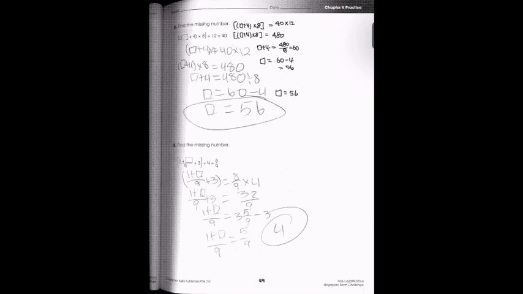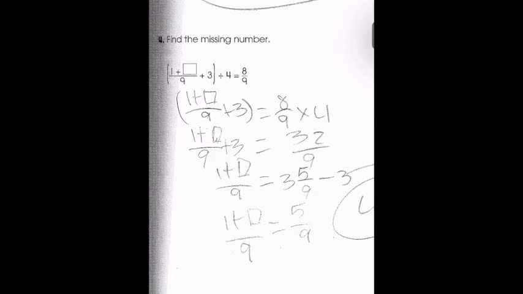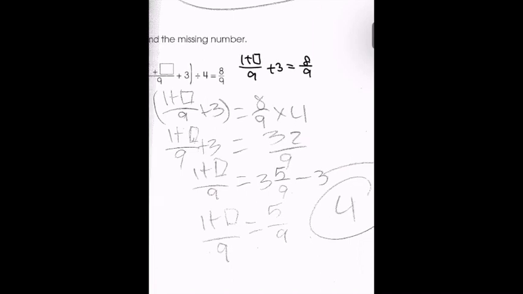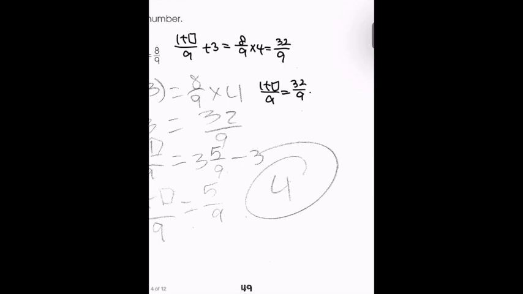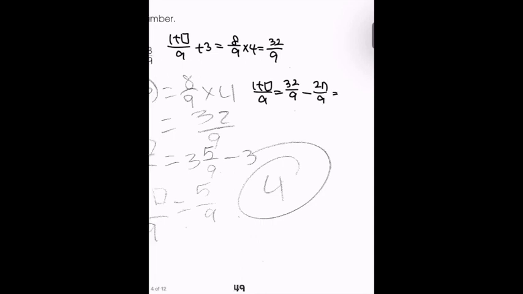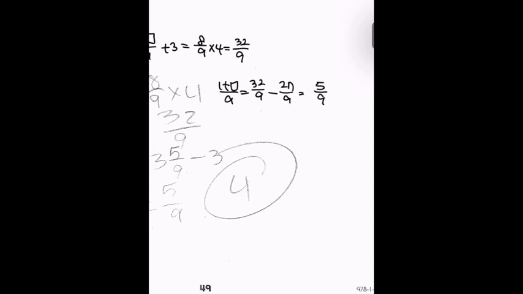Now let's take a look at the next problem. Again, we just have one parentheses, and so 1 plus missing number over 9 plus 3 is going to equal 8 over 9 times 4, which is 32 over 9. So we know that 1 plus missing number over 9 equals 32 over 9 minus 3, or 27 over 9. And so that is going to be 5 over 9. Since the denominator is the same, 1 plus the missing number is 5, so the missing number must be 4.